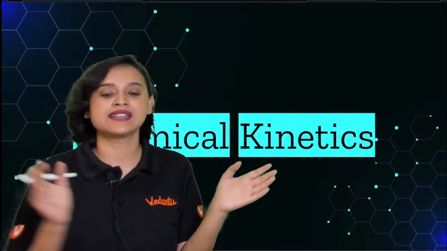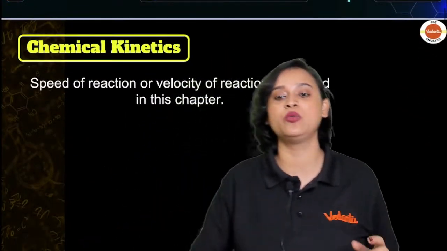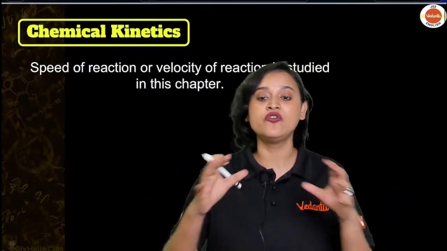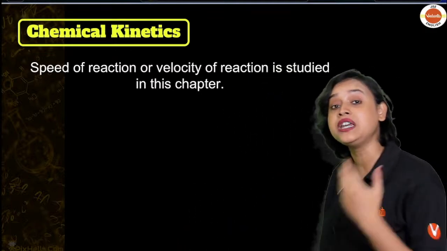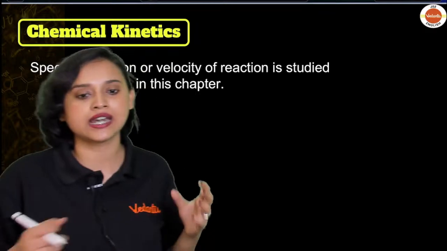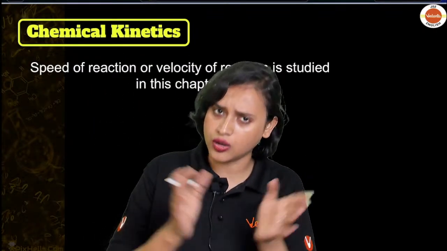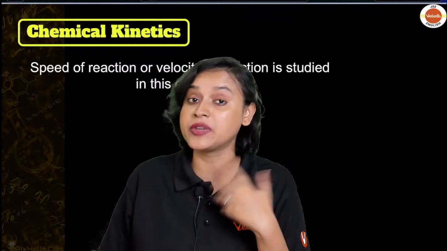Yes, but anyway guys, chemical kinetics. So what is it that in this chapter we read about? In this chapter, we get to know about the speed of a reaction, the velocity of a reaction. That is what is studied in this chapter. Now this chapter is very closely also related to thermodynamics. It is very closely related to chemical equilibrium.